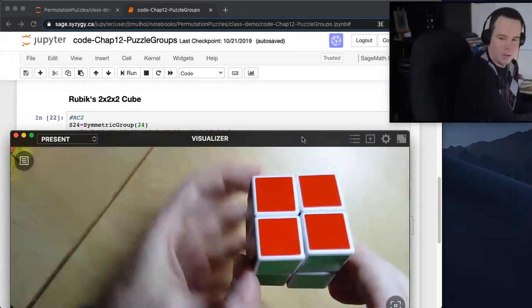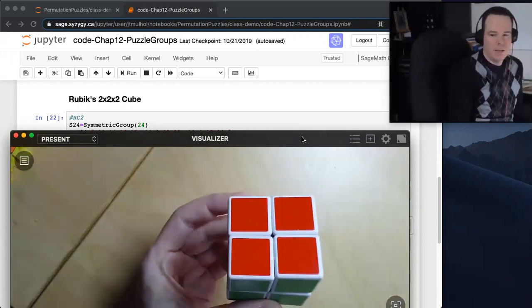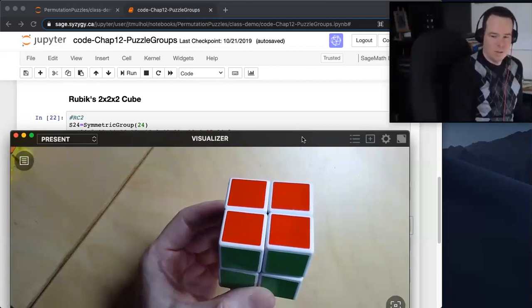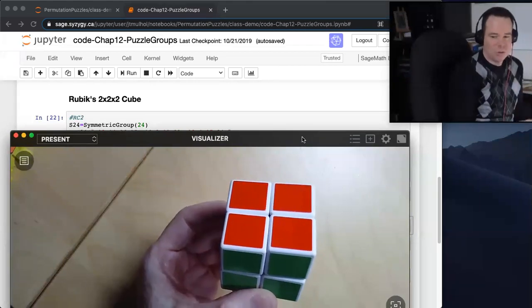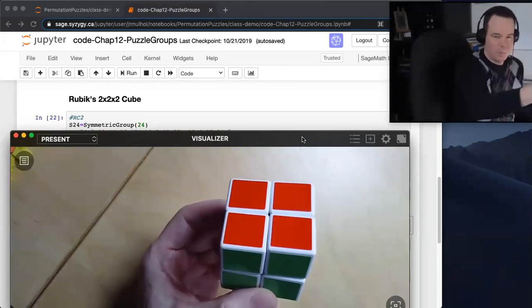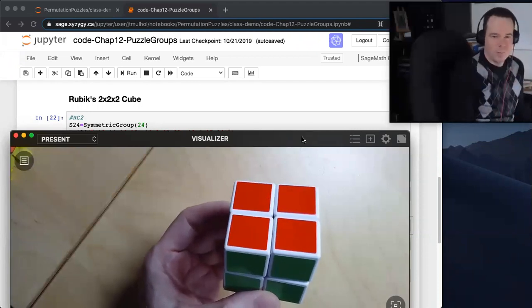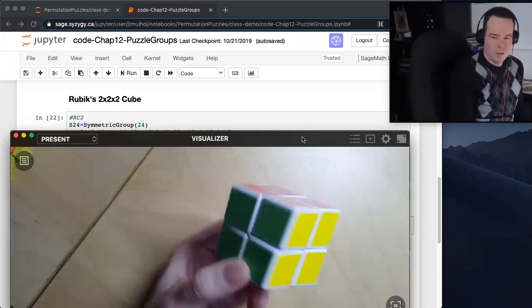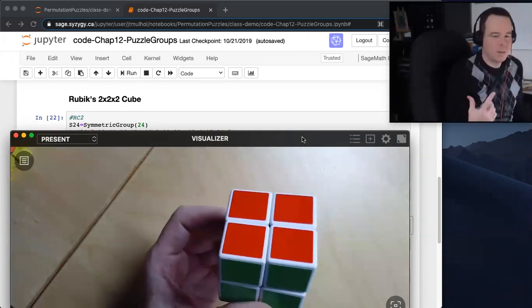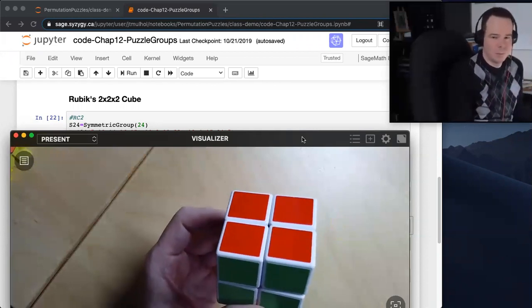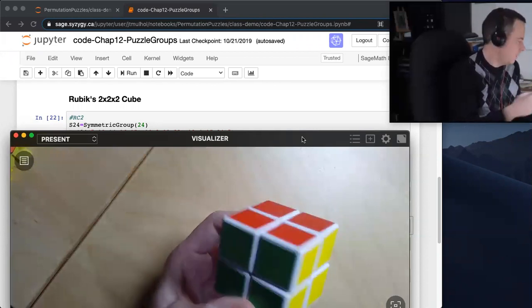So this is not the solved state in terms of a permutation. There's a permutation associated with this. 1 has gone to the back, and basically all the stickers have moved to different locations. It just so happens that it's solved. So this is one of the things that the 2x2x2 Rubik's Cube has that the other one doesn't.